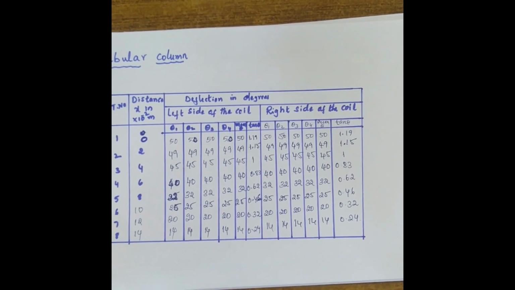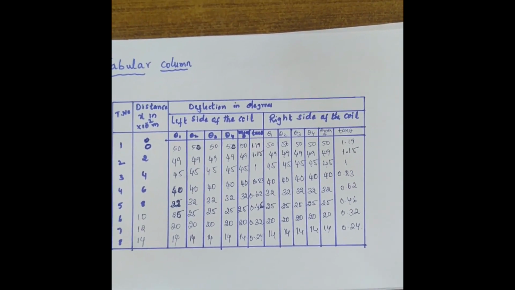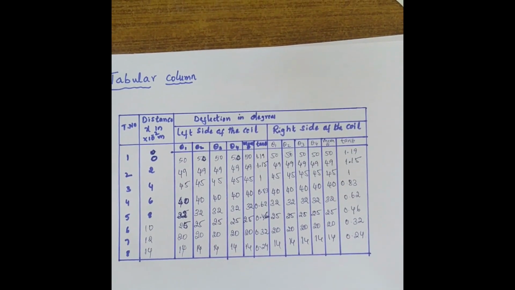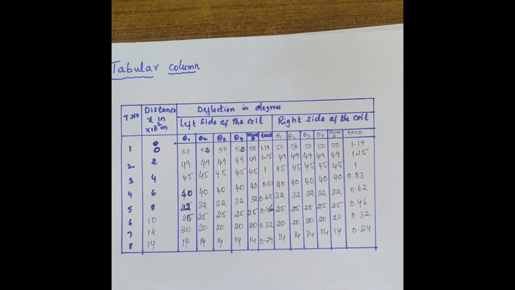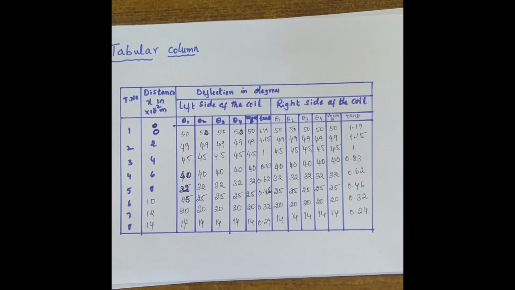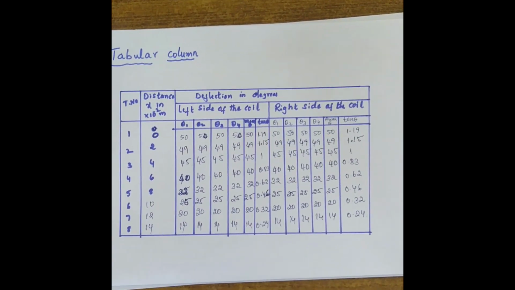Here I have noted down readings for all the distances, that is x is equal to 0, x is equal to 2 centimeter, x is equal to 4 up to x is equal to 14 centimeter from the center of the coil on either side, and also calculated tan theta for corresponding distances.